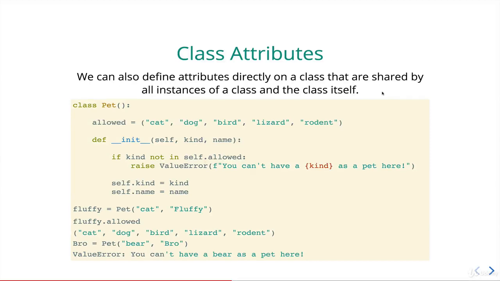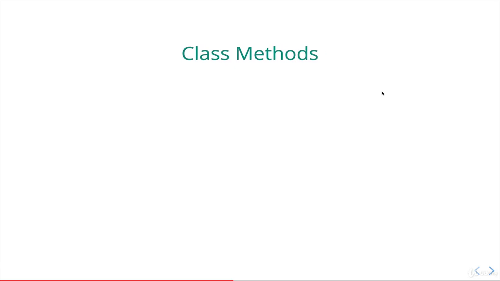Hey, welcome back. So we've seen how to define a class with instance attributes and instance methods. Then we saw how to use class attributes. So the next logical step is to see class methods. And I'll start off by saying that these are actually pretty rare in the wild. They're not all that commonly used.